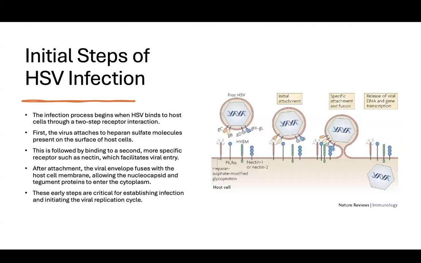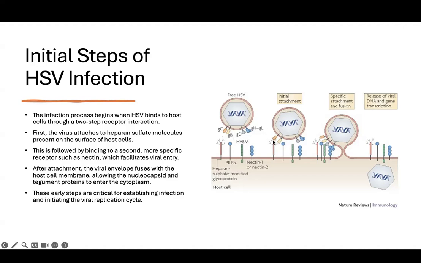When it comes to the initial steps of herpes virus infection, it always starts with one of the proteins of the herpes simplex viruses, specifically a glycoprotein. These glycoproteins first bind to heparan sulfate, which is found in almost every type of epithelial cell. This binding is not very specific, because again, it's found everywhere.